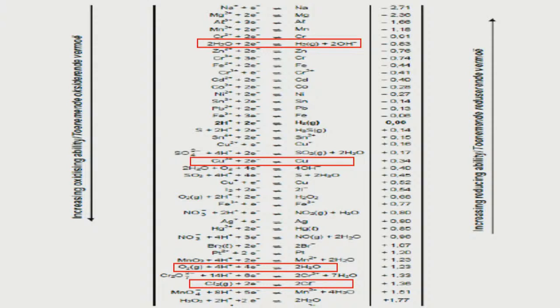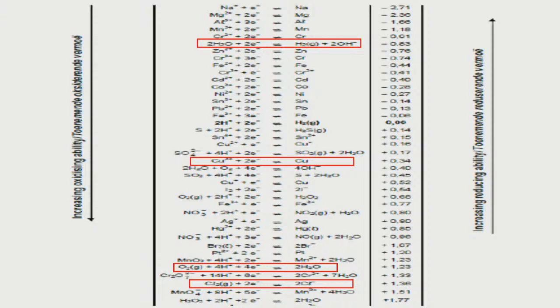Okay, when I have a look at oxidizing agents, I can see I have water, I have copper ions. So moving down, copper is a stronger oxidizing agent than water. Copper ion is a stronger oxidizing agent than water. Therefore, copper ion will be the one that is reduced.